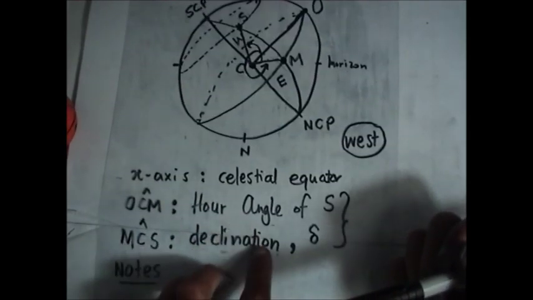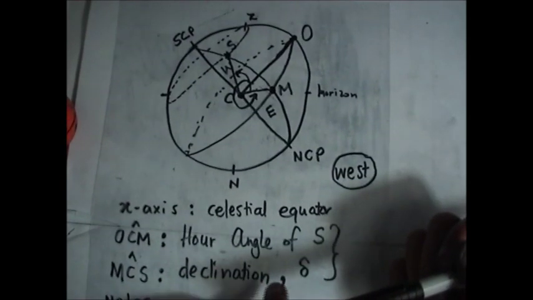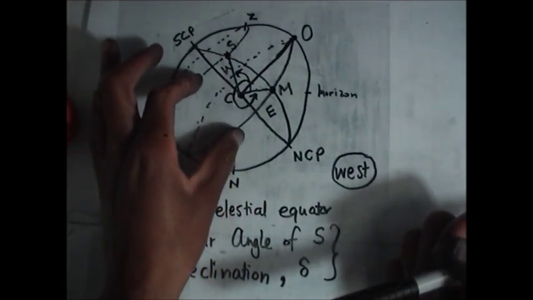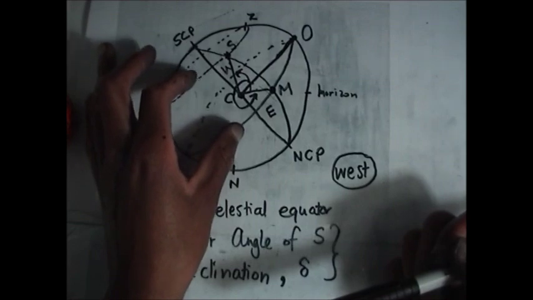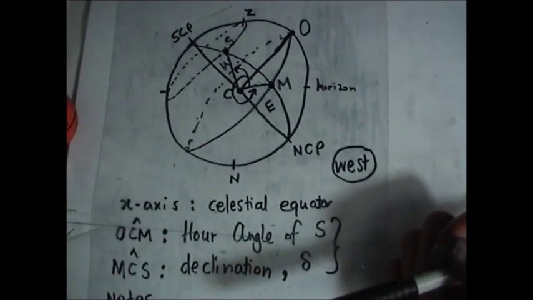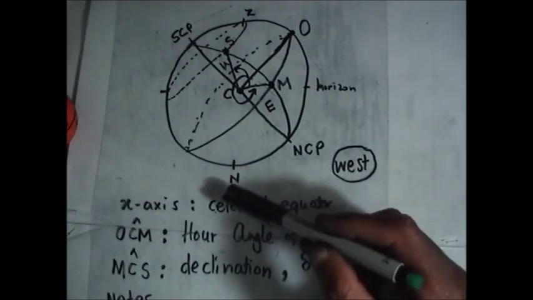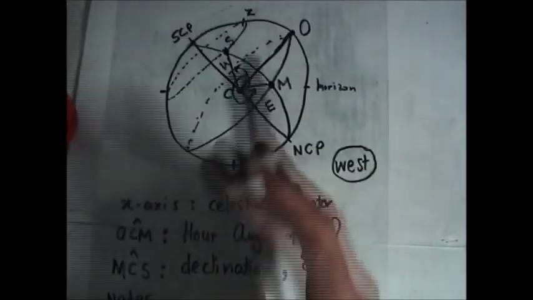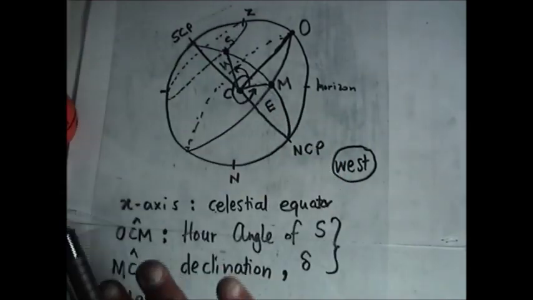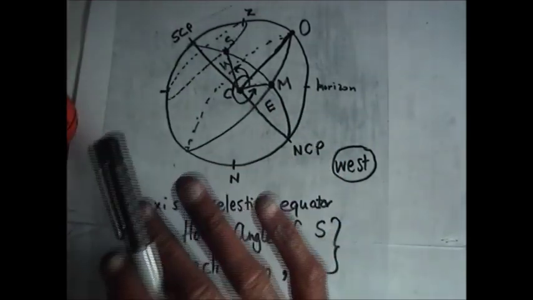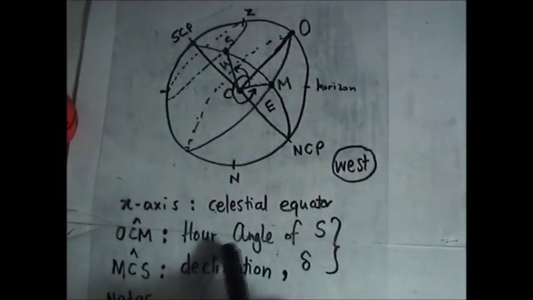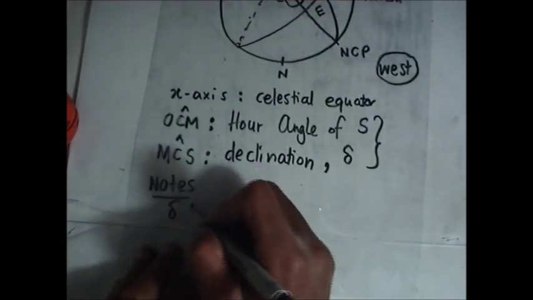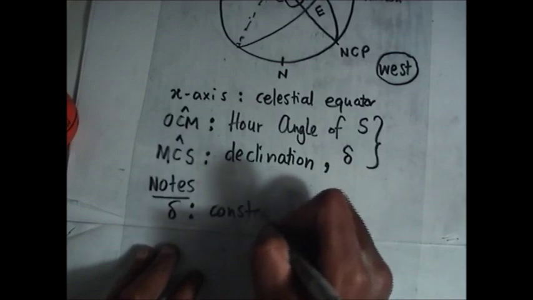It's called declination. So as this star is rotating, since it's maintaining its distance from the celestial equator, it basically means the declination of a star remains constant with passing time. As the Earth is rotating, also forcing the celestial sphere to rotate, the declination remains constant with time. So here, declination is constant.